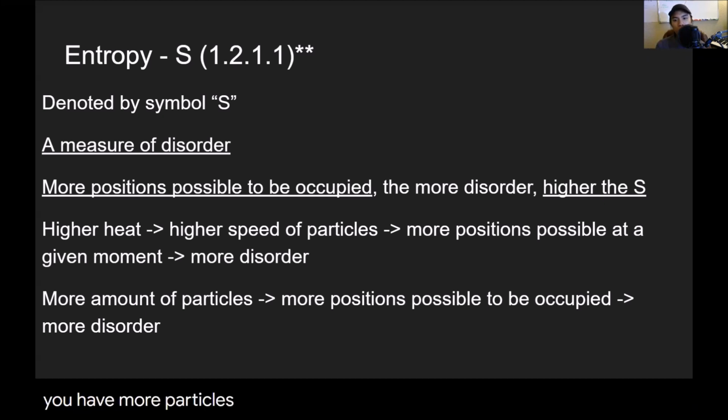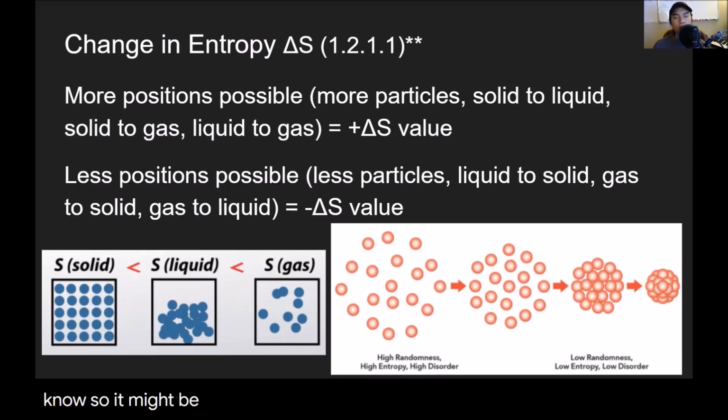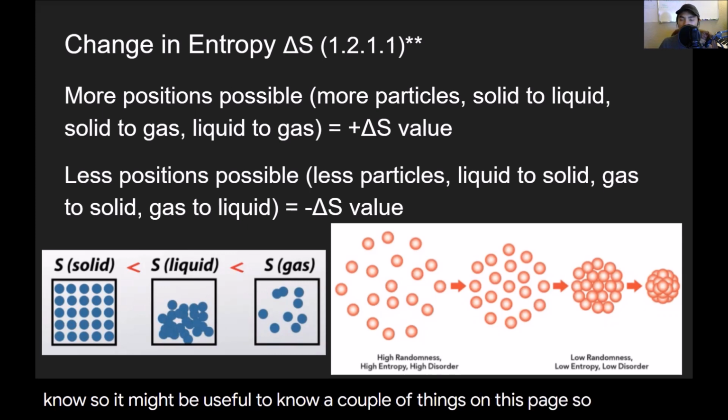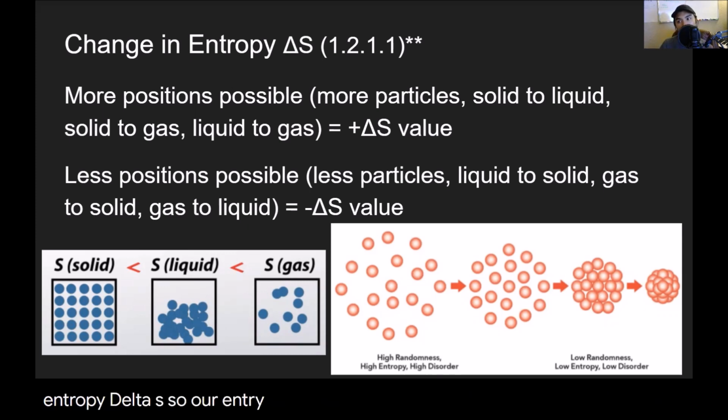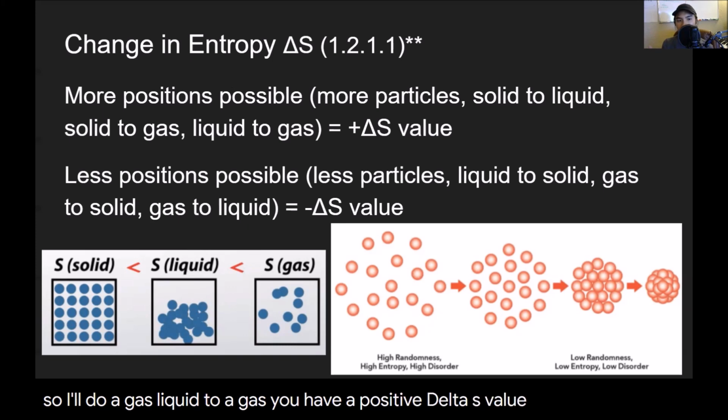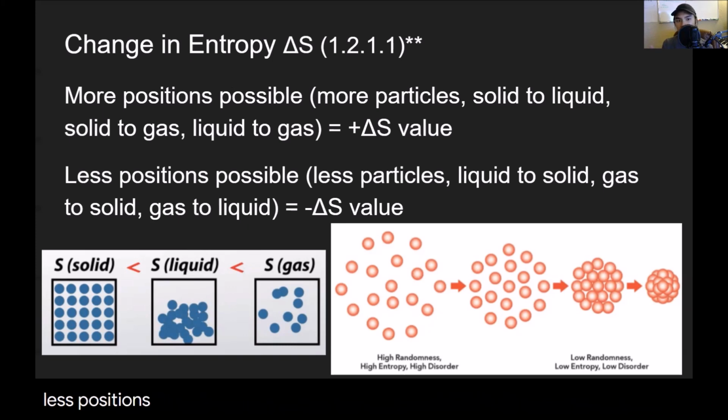If you have more particles, you have more positions possible to be occupied and more disorder. Again, this kind of definitional stuff, I don't think you'll really need to know. It might be useful to know a couple of things on this page. So change in entropy, delta S. So our entropy change going from our initial to our final. If you have more positions possible, such as more particles, going from solid to liquid to gas, liquid to gas, you have a positive delta S value. If you have fewer positions possible, fewer particles, gas to liquid, gas to solid, you have a negative delta S value. Your entropy went down.